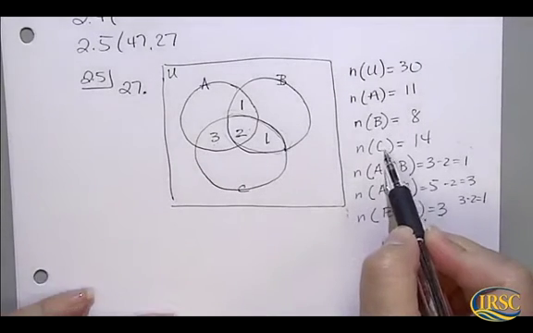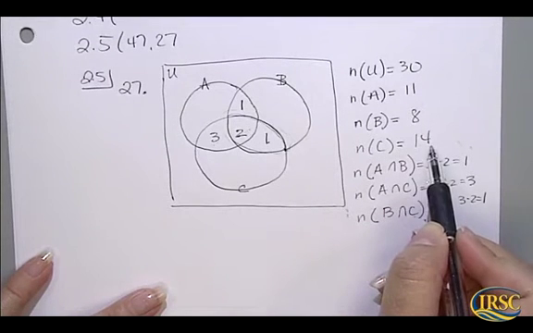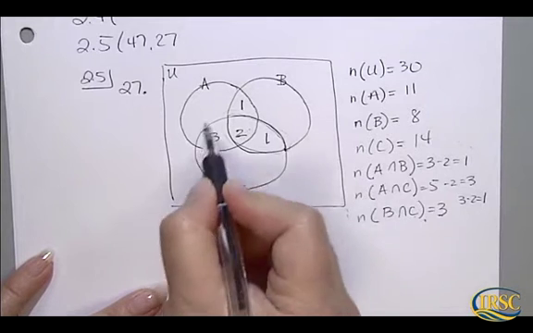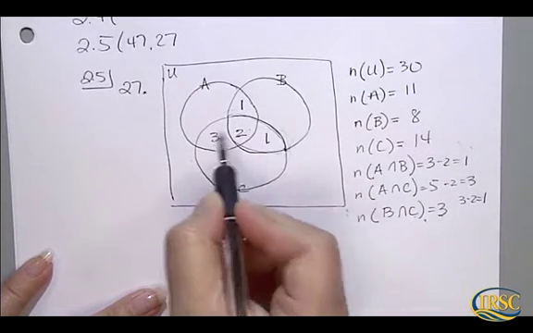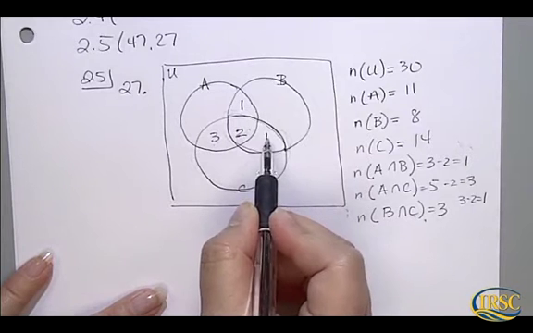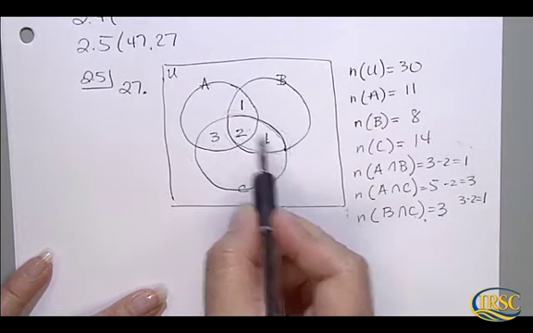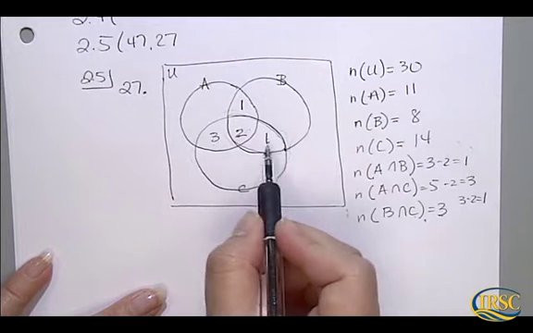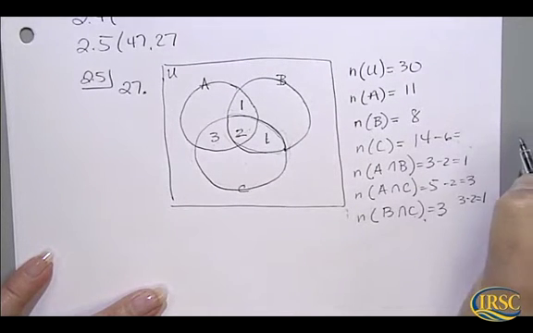So now if I move up to C, the cardinal number of the entire set C should be 14. So the circle for C represents these 4 regions, right? 1, 2, 3, 4. So first you have to add up how much you've already accounted for. So we have accounted for 6 elements. So then subtract the 6 from the 14, and how many are left?